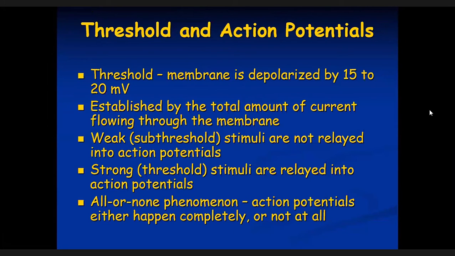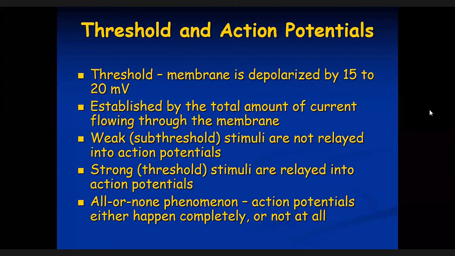So when there is what you call subthreshold, the stimulus cannot function or cannot give an action potential. That's what you call subthreshold. When there is threshold, there will be an action potential. So you know already what the all-or-none phenomenon is. Either it can have a complete action potential or none at all. No, that is the all-or-none phenomenon.